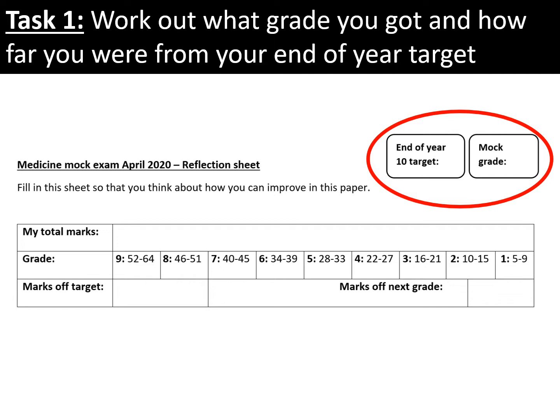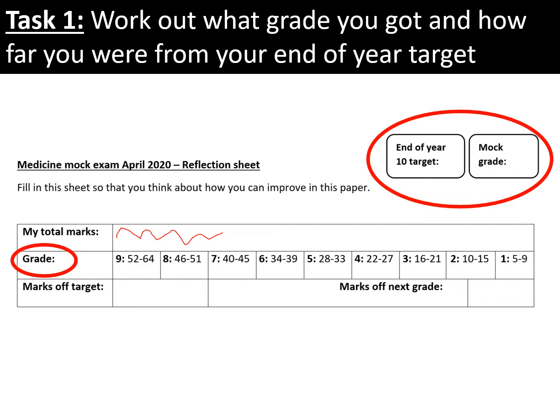And then I want you to say what you got grade-wise. So, how do you know what grade you got for this paper? Write your total marks on that bit there. So let's say you got 64. Write it there. Now, circle where that is. So let's say I said I got 34. I'm looking for 34. So that would be a grade 5. Can you see? Oh no, it wouldn't. It'd be a grade 6. 34 to 39. So I literally would just have got a grade 6 if I got 34 for this paper.